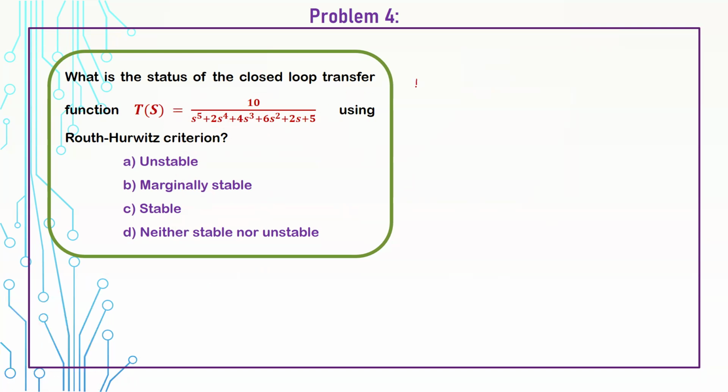The characteristic equation is given as s power 5 plus 2s power 4 plus 4s cube plus 6s square plus 2s plus 5. So I am going to form the Routh array.